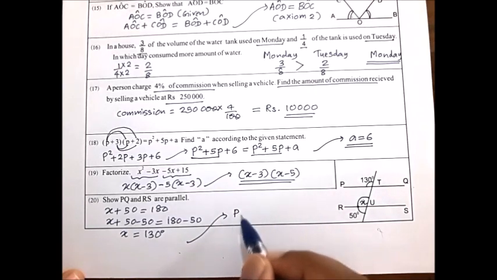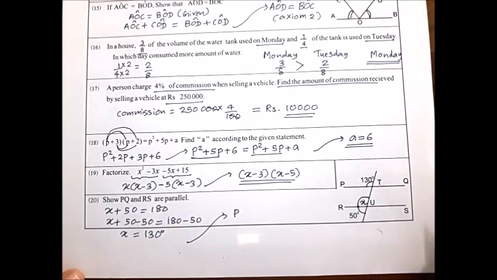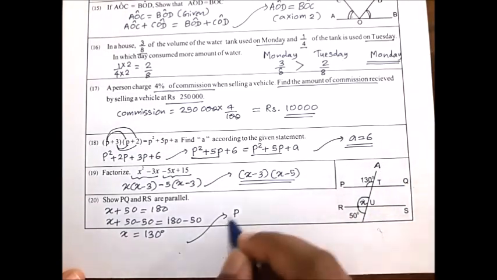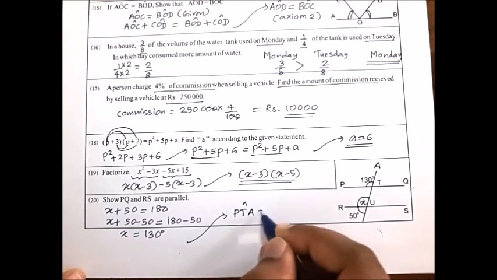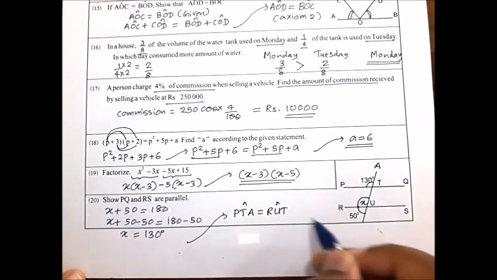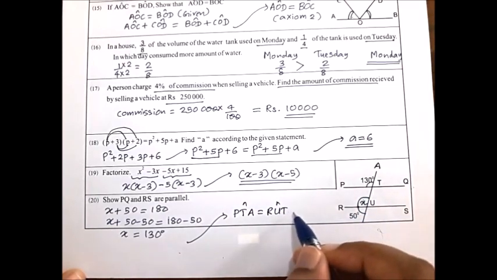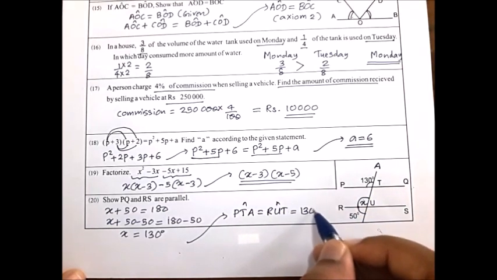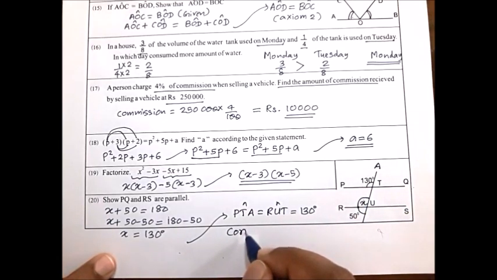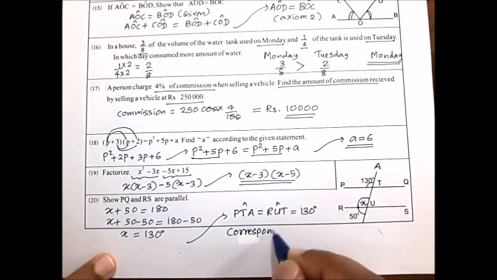Here P, take this point as A. Angle PTA equals RUT. It is equal to 130 degrees. So corresponding angles are equal.